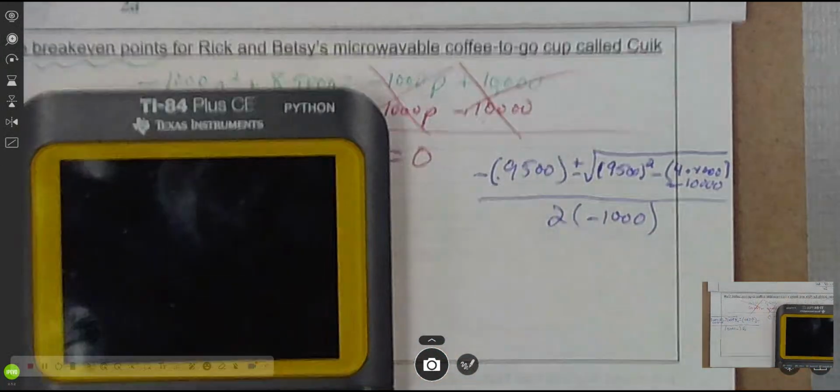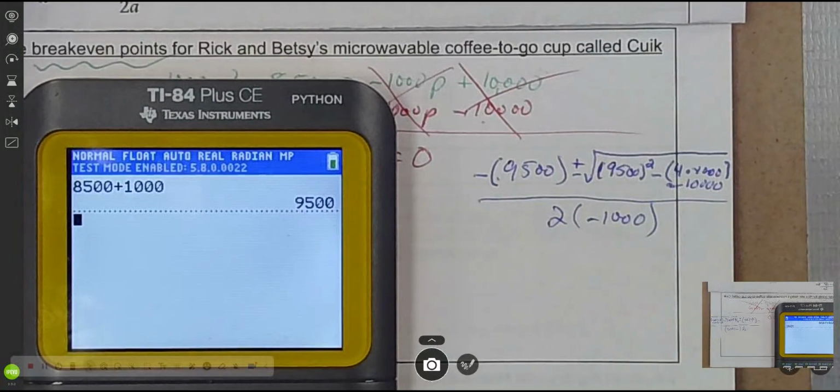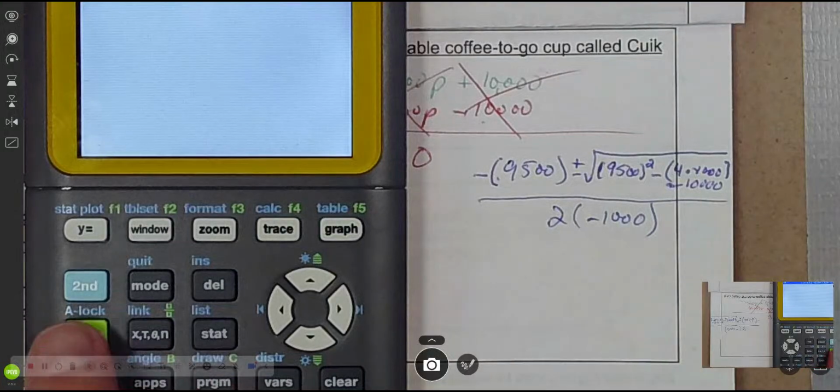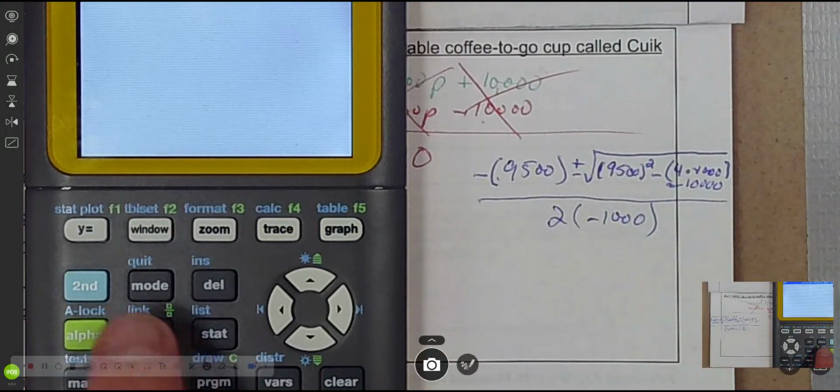Here's what this looks like on your calculator. All right, here goes. First, I'm going to start with my fraction. To get that fraction, you need to press the alpha button and the number next to it, right? The alpha x.